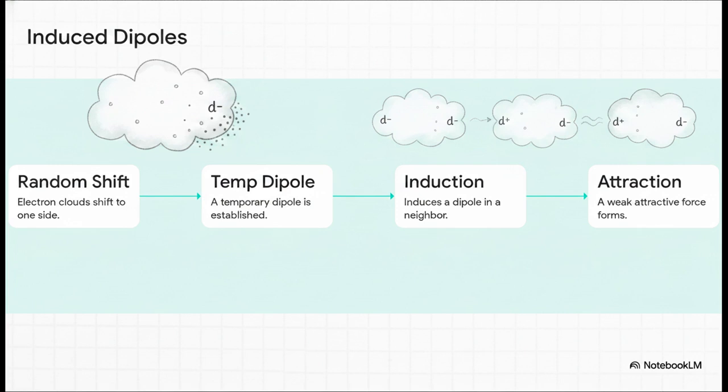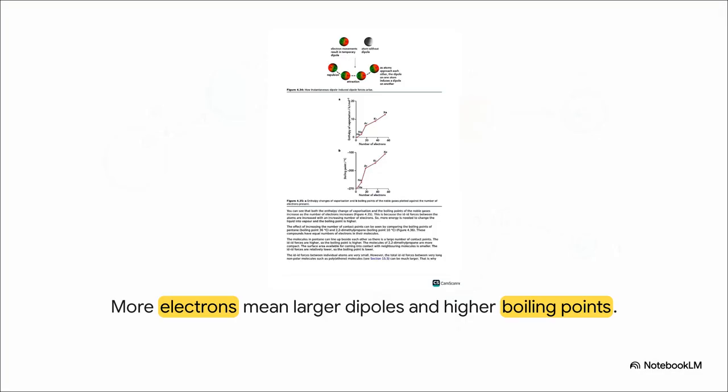Step 1. Electron clouds are constantly moving, and just by sheer random chance, they slosh over to one side. Step 2. Boom, a split-second temporary dipole is born. Step 3, that temporary negative end repels the electrons in a neighboring molecule, which actually induces a temporary dipole over there. And step 4, those newly formed delta positive and delta negative ends attract, forming a weak force. Memorize that sequence.